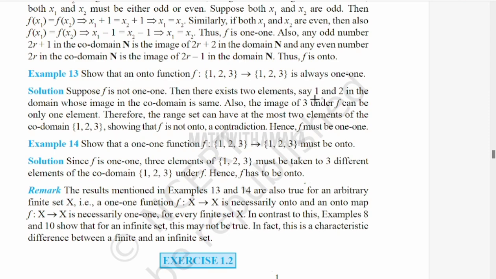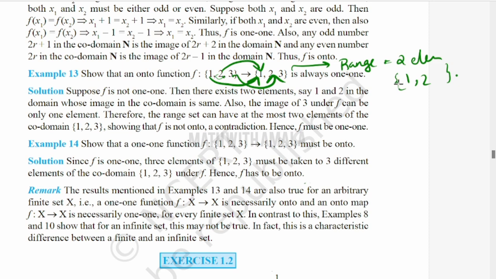Example number 13. Show that an onto function f from {1, 2, 3} to {1, 2, 3} is always 1-1. So let's suppose f is not 1-1. We have to prove it is 1-1, so let's arrive at a contradiction. Right at the beginning, suppose f is not 1-1. Then there exist two elements, say 1 and 2 in the domain, because 1 is moving to 1, 2 is moving to the same 1 itself, and 3 is moving to 2.